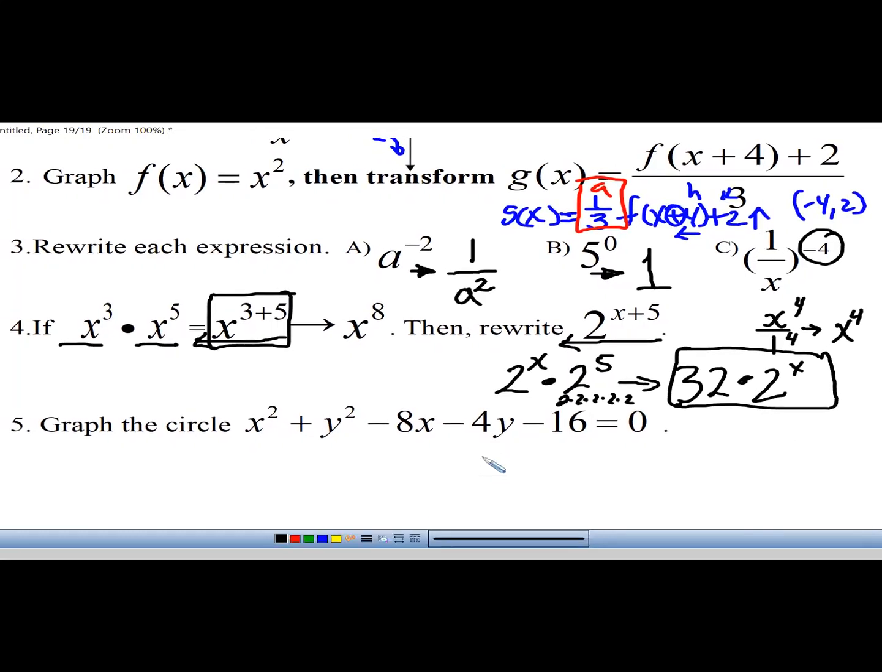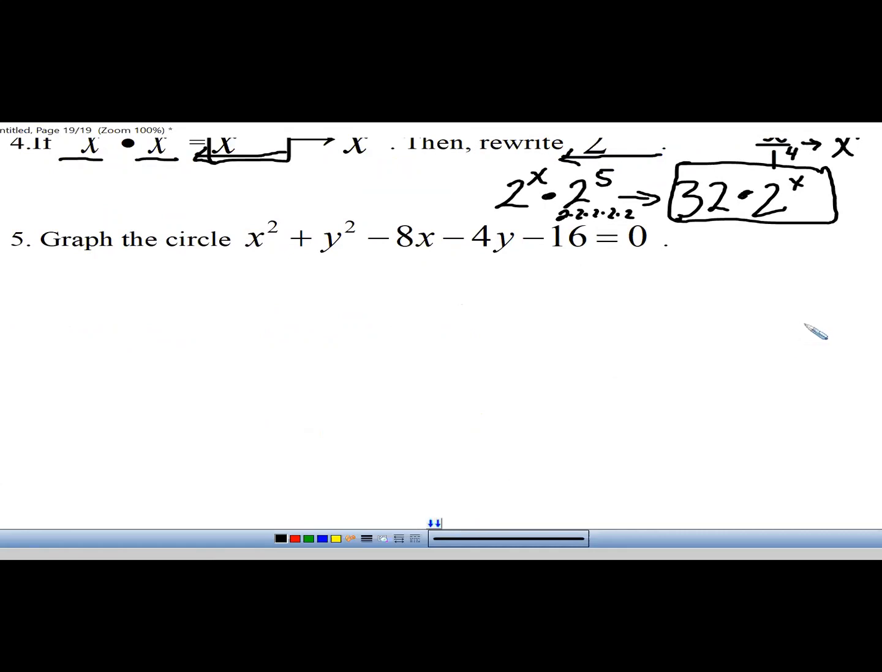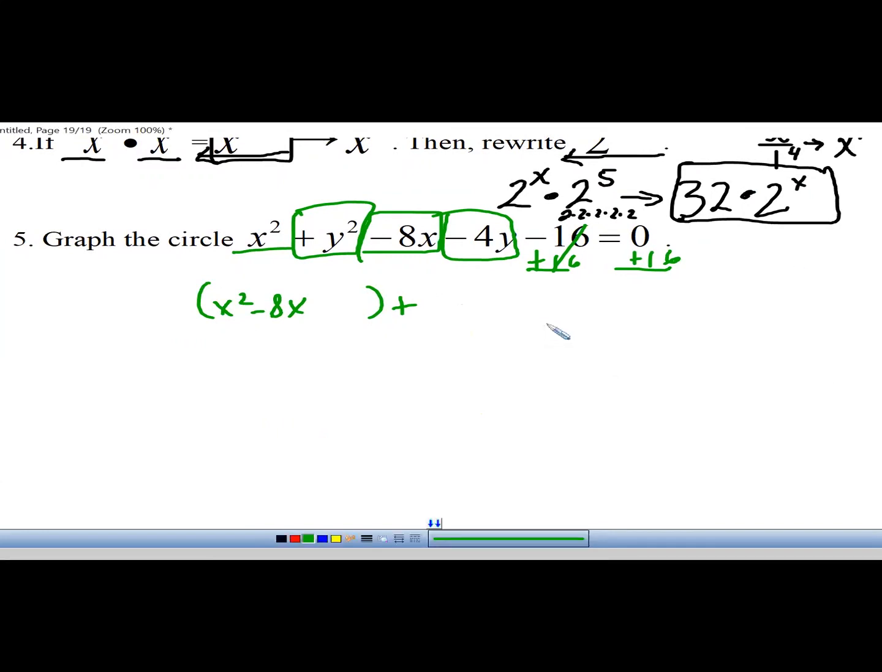All right, and last but not least, let's go over our circle. Yay, our favorite. Here we go. So first things first, we need to eliminate the constant. What is our constant? Negative 16, so we add 16 to each side. And then we rewrite this side by combining like terms. So we have in parentheses x squared minus 8x empty space plus, what else do we have? Y squared minus 4y. My goodness, I keep moving my slide to one side. Y squared minus 4y empty space, and all that equal to 16.